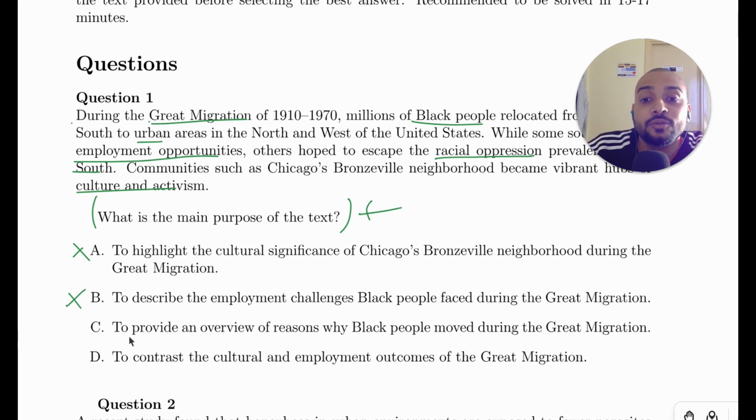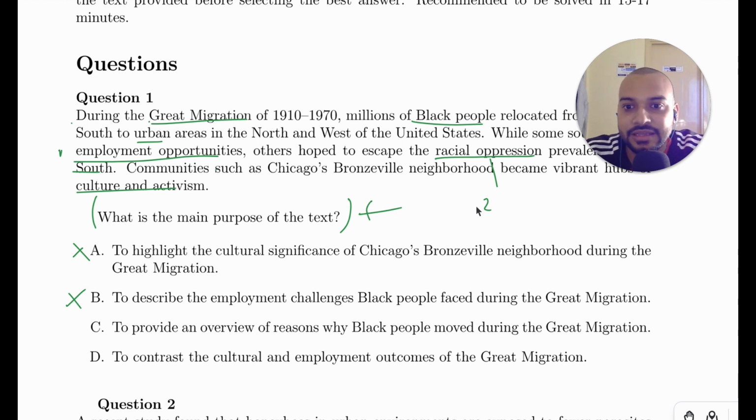Option C, to provide an overview of reasons why black people moved during the Great Migration. This does look right, because they are actually providing reasons. The first one being better employment opportunities, the second one being racial oppression. So first reason and second reason. So this looks correct.